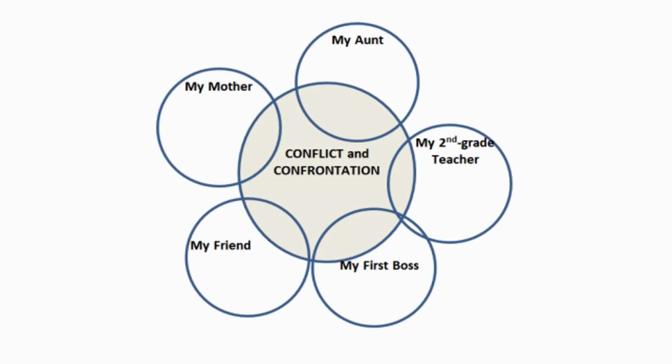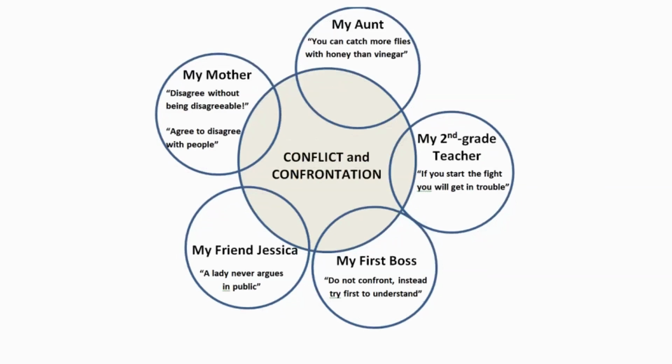The next step is to think about direct quotes of what these people have actually taught you on this topic. For example, your aunt was always telling you, you can catch more flies with honey than vinegar, or your friend Jessica has always said that a lady never argues in public, or do not confront, instead try to first understand. Those implicit lessons or direct quotes from people represent loyalties that continue to have an influence in our life and an impact on how today we are dealing with conflict and confrontation.